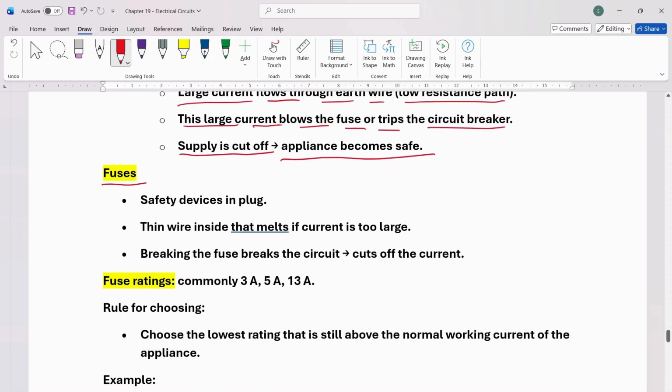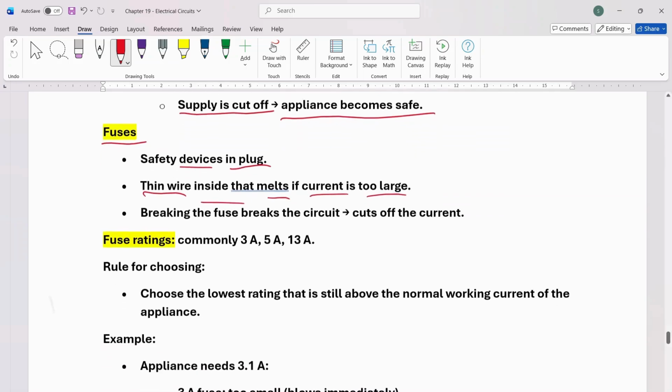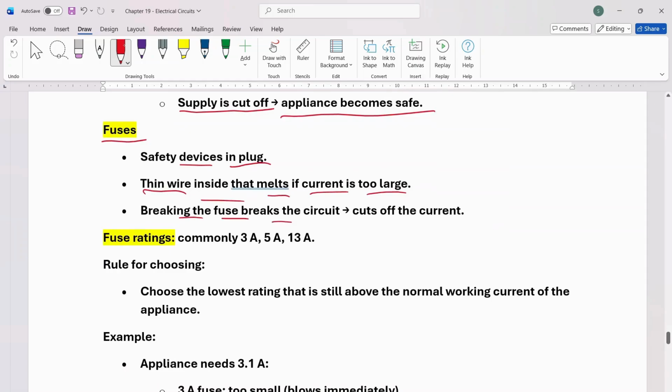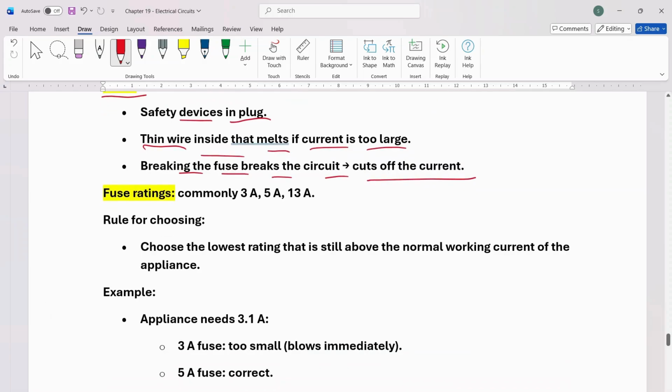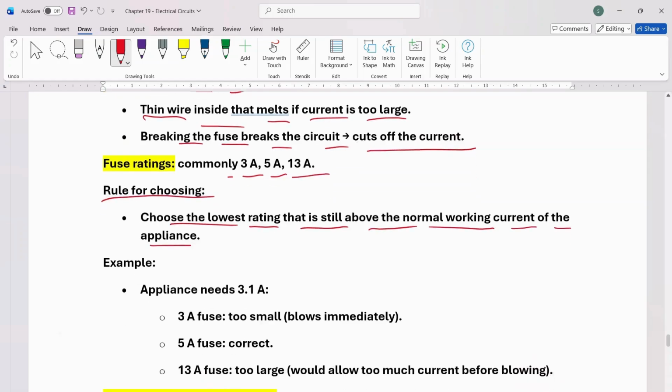Let's discuss fuses. A fuse is a safety device in the plug. It is a thin wire inside that melts if current is too large. Breaking the fuse breaks the circuit, cutting off the current. Some common fuse ratings are 3A, 5A, 13A. Rule for choosing: choose the lowest rating that is still above the normal working current of the appliance.